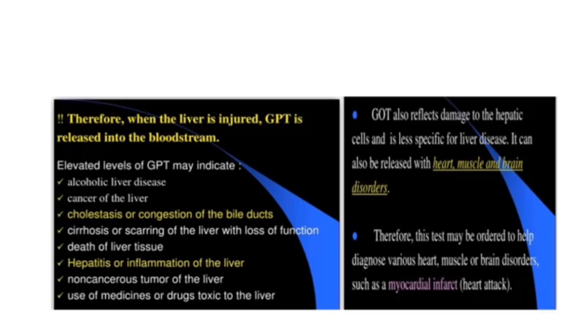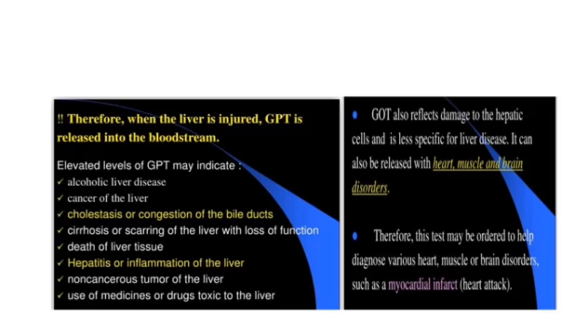We have also liver enzymes. Liver enzymes are an important diagnostic tool used in diagnosing liver disease. So when the liver is injured, maybe there is liver injury, one of the things that you see is elevation of GPT. What is GPT? GPT is alanine transaminase.